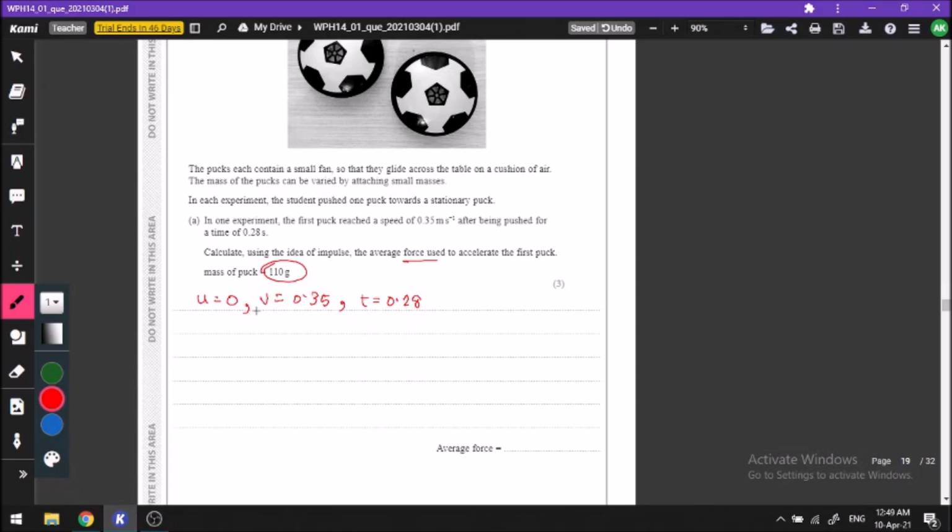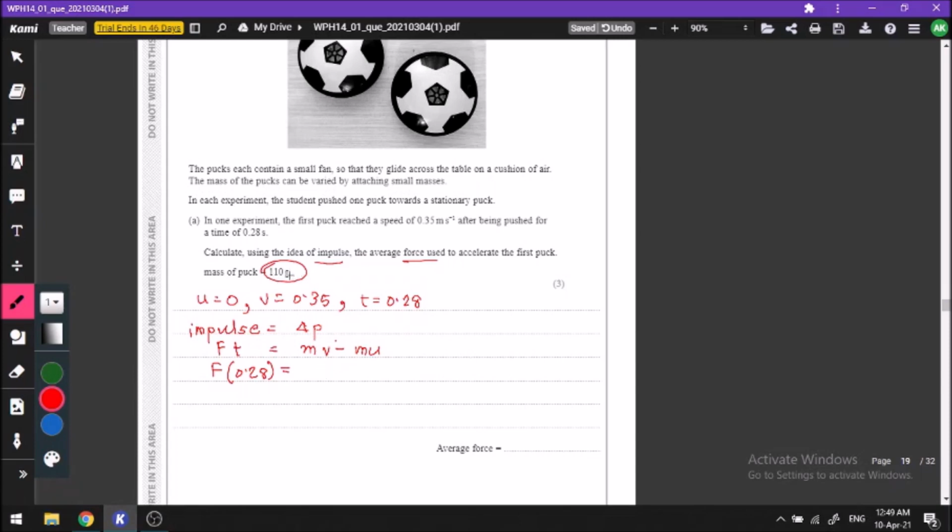So let us see. They have told us to use the idea of impulse. How can we equate impulse and force? Well, impulse is basically the change in momentum, and impulse itself has an expression that is force times time. The change in momentum is given by what? The final momentum minus the initial momentum, or mv minus mu. So the force we don't know, the time we know, 0.28. And do we know the mass? Yes, we know the mass, that is 110 grams.